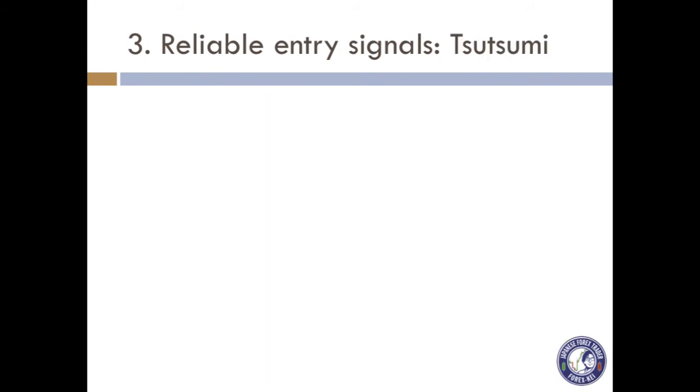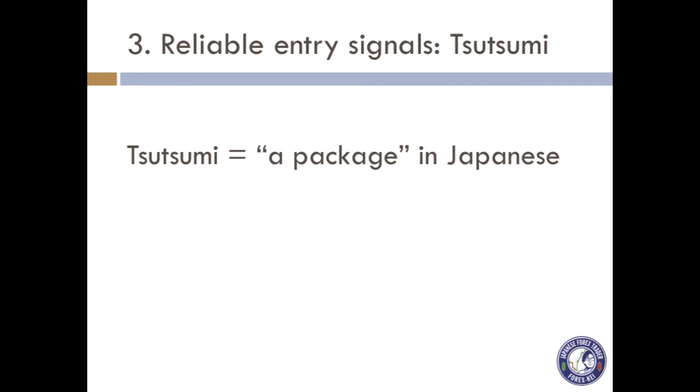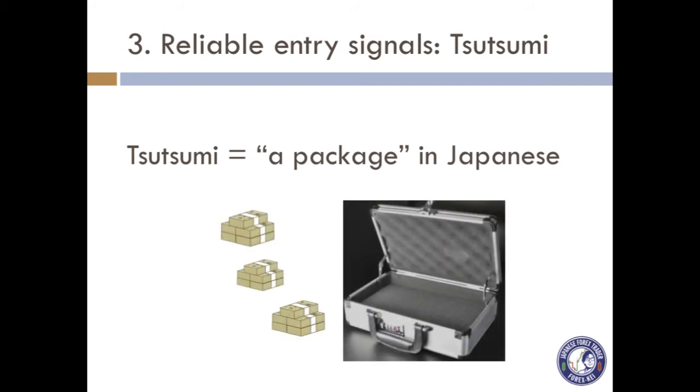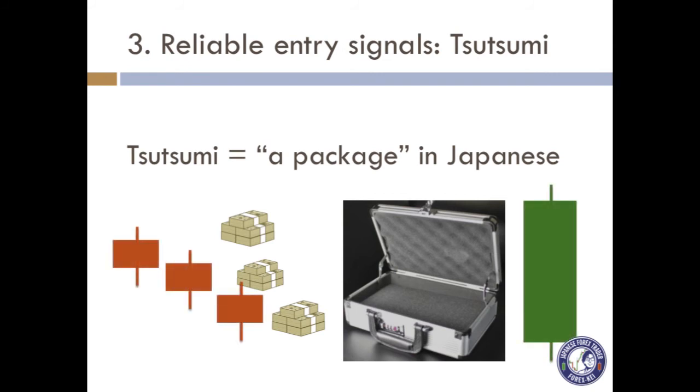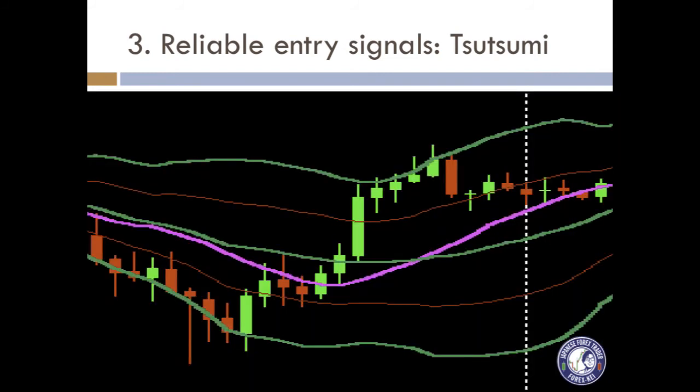Another type of engulfing signal is called Tsutsumi. Tsutsumi means a package in Japanese. So it's like when you have small items, they are packaged into one big box or case, meaning small candlesticks are packaged into one big candlestick. So this is like the opposite way of Harami. Let's look at the real chart to see how it plays out.